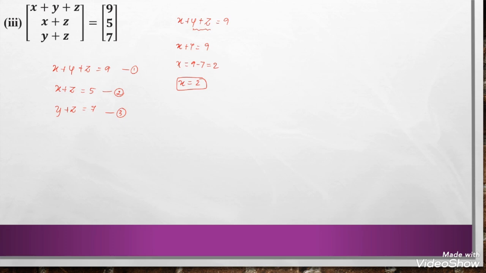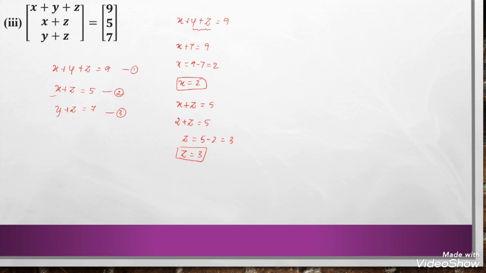Again, as we know the second condition, that is x plus z is equal to 5, and we know the value of x. Just substitute in place of x as 2. 2 plus z is equal to 5. What about the z? Z becomes, take 2 on this side, 5 minus 2 will be 3. Then the z value becomes 3.